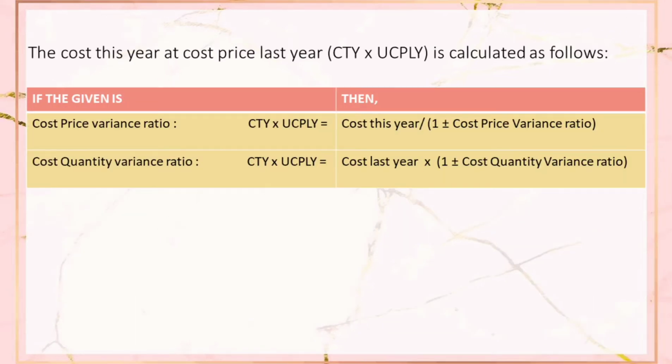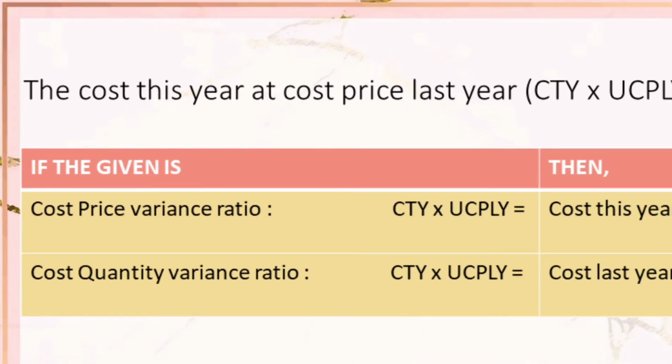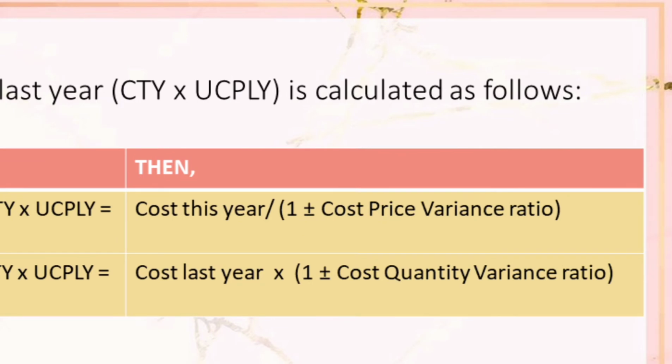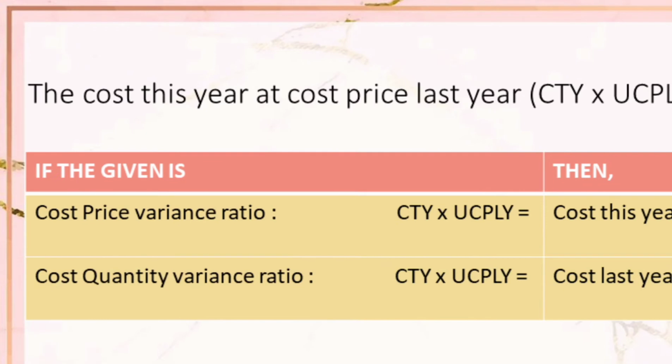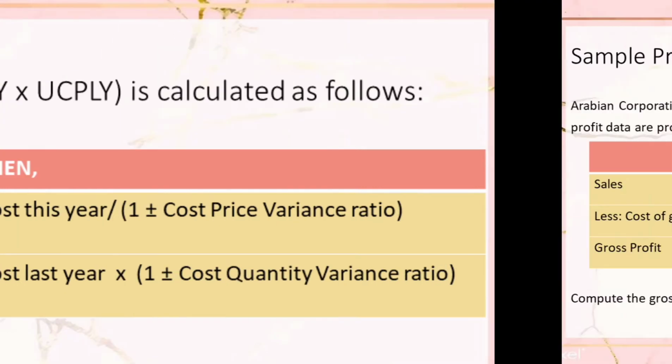So if the cost price variance ratio is given, to compute the cost this year at unit cost price last year, just divide the cost this year by 1 plus or minus the cost price variance ratio. If you are given the cost quantity variance ratio, just multiply the cost last year by 1 plus or minus the cost quantity variance ratio.